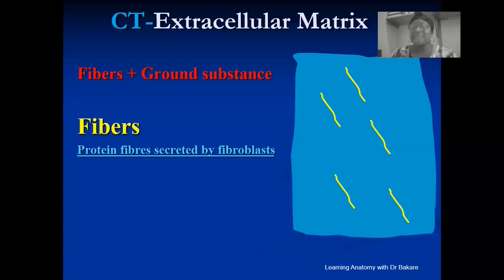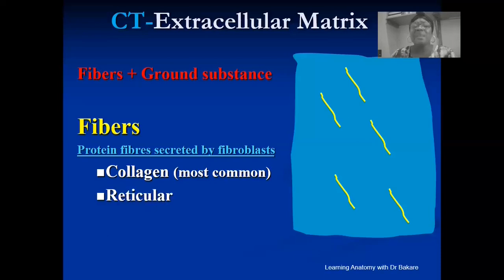So the fibers can be in form of collagen fibers, which of course is the most common. It can be in form of reticular fiber, and finally we can have the elastic type of fibers. So these are the three types of fibers that we have in the connective tissue. So let me dive in and see the structural configuration and features of each of the fibers.